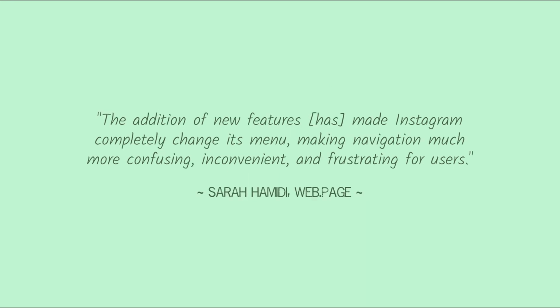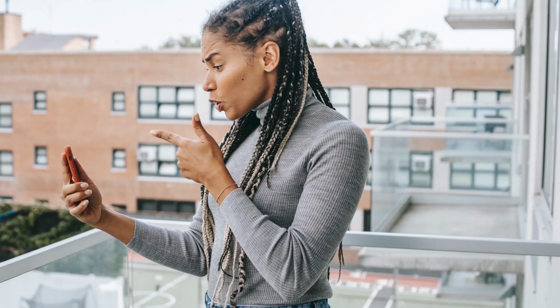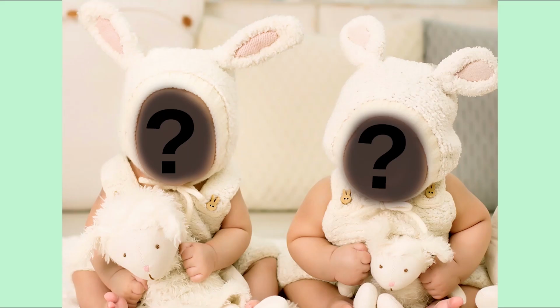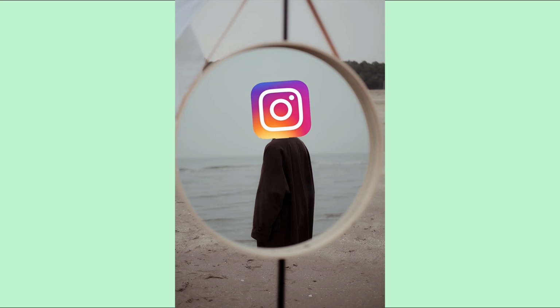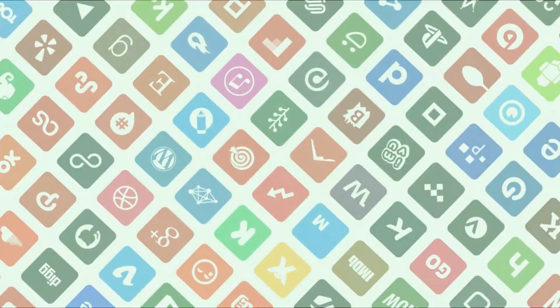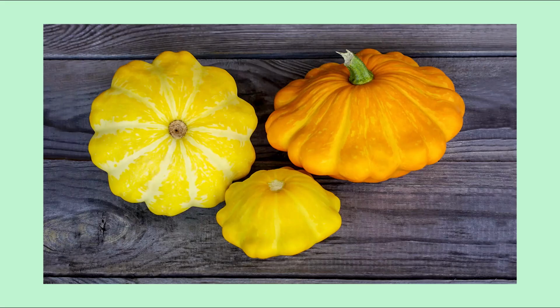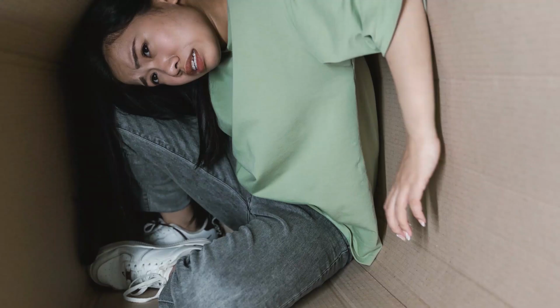The addition of new features has made Instagram completely change its menu, making navigation much more confusing, inconvenient, and frustrating for users. New social media apps are always going to keep appearing. So when is Instagram gonna stop trying to be something it's not? That is, every social media app known to man. As much as all these additional features allow Instagram to squash other apps, it's also been squashing itself by making its interface so squishy. This audience feedback has been reflected in the app's declining download rate.